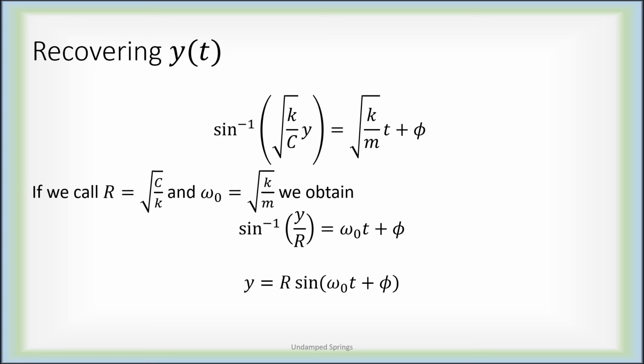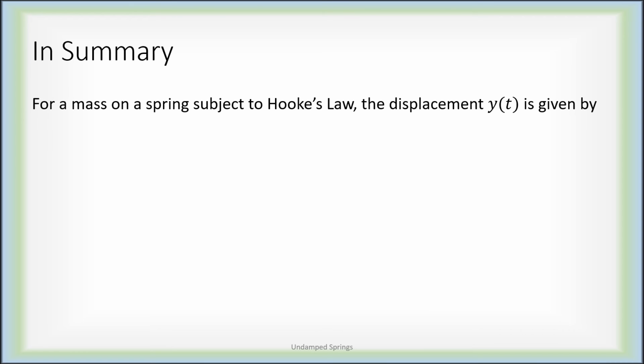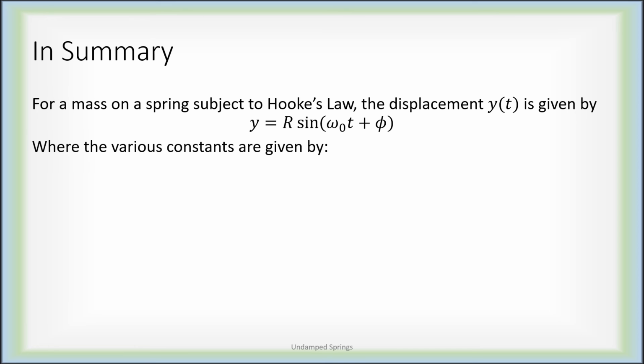So what's the solution to our spring equation? Not terribly surprisingly, it is some constant times the sine of a constant times t plus another constant. Fundamentally, how do springs behave when they are undamped? Like sine functions. Altogether, where are we now? If a mass is placed on a spring and we subject it to Hooke's law, the displacement is given by a nice, straightforward sine function, but there's a bunch of constants in here that we should discuss. What are the various constants that show up?